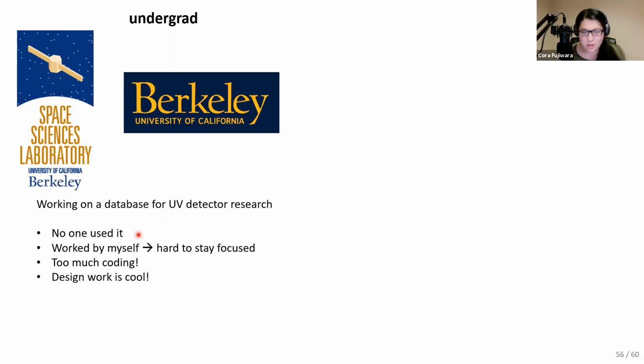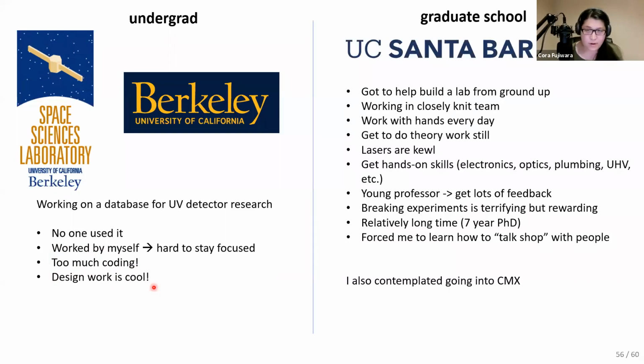Everyone functions a little bit differently, but for me personally, it was rather hard to stay focused working by myself. Also, I didn't realize that I had to do a lot of coding. I like coding, but I don't like doing it all the time, it turns out. But one of the things I did like was designing things. I thought building something was really awesome, because once you build something, nobody can ever take that away from you, right? And so for graduate school at UCSB, I took that information and switched fields. I went from detector-based research to atomic, molecular, and optical physics.